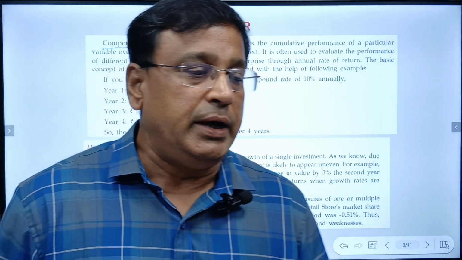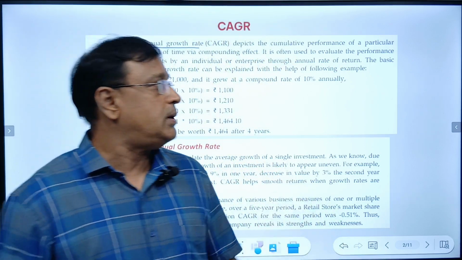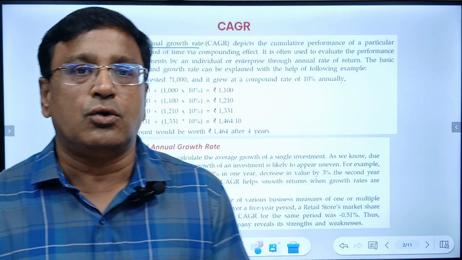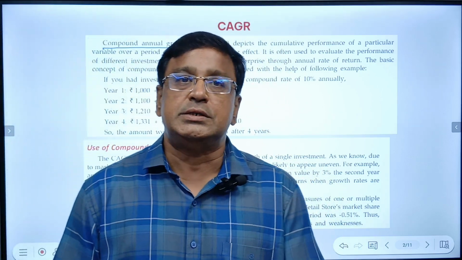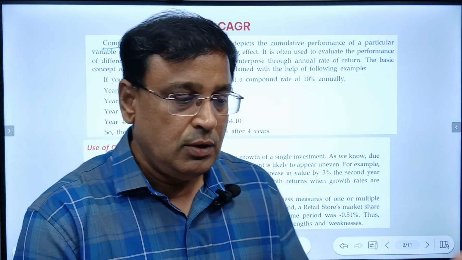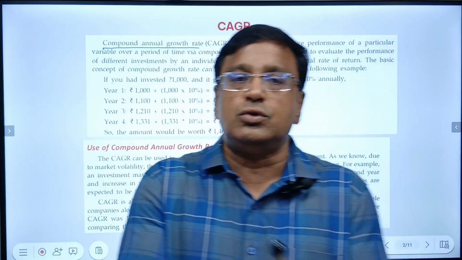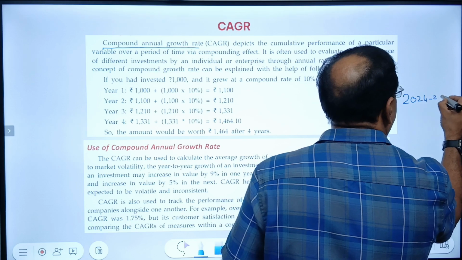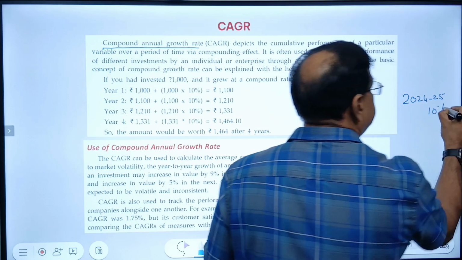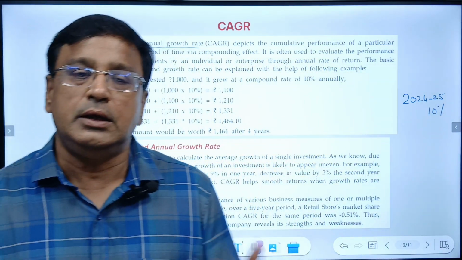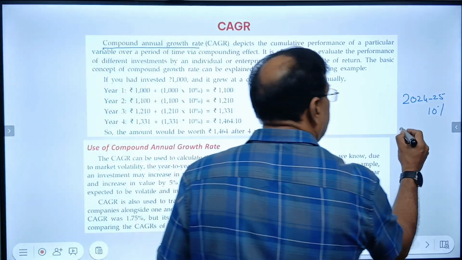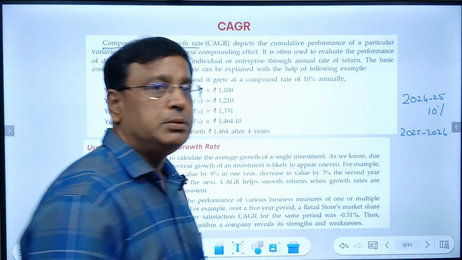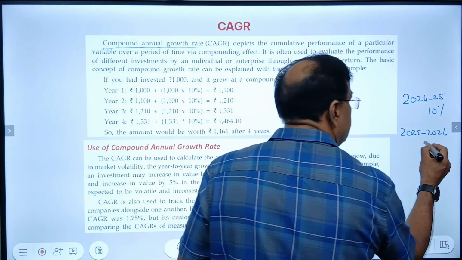For example, let us assume I buy a share of a company. I buy it now, and the growth rate is, say, 10% per year. So from 2024 to 2025, the growth rate is 10%. And then from, say, 2025 to 2026, let us assume something happened and the growth rate has dropped to 9%.